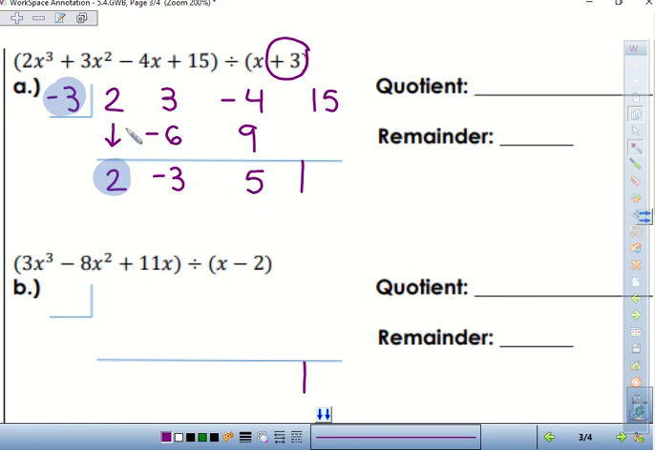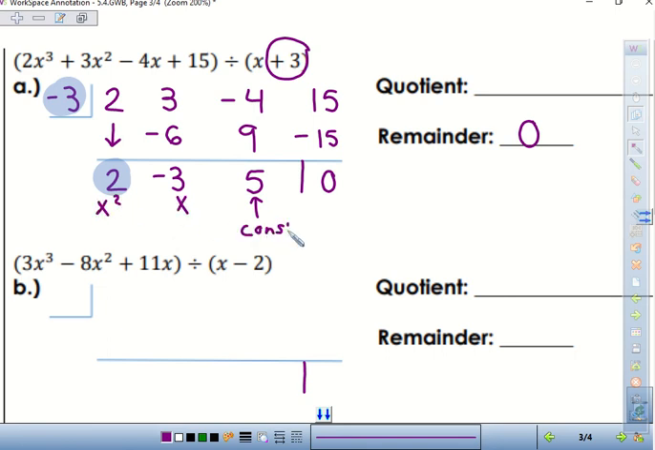Then you're going to multiply, which gives you negative 15. And when you go to add these, you get 0. So the remainder is 0. What that means is not only is the divisor a factor of your original dividend, what you're dividing into, but also the result is also a factor. So this represents the constant, the x, and then the x squared.